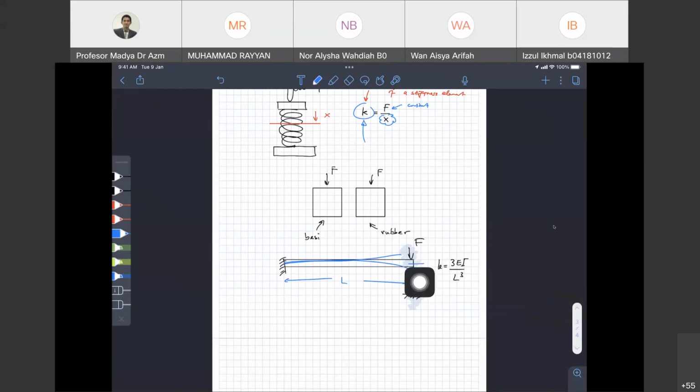Kalau kita tekan beam ni by F dan dia deflect by X, maknanya yang bawah ni akan deflect by X juga kan? Yang helical spring ni dia akan deflect by X juga. So total stiffness dia apa? Yang kita sebut dengan equivalent stiffness. Kalau kita bagi nama KB untuk beam, plus K yang helical spring.